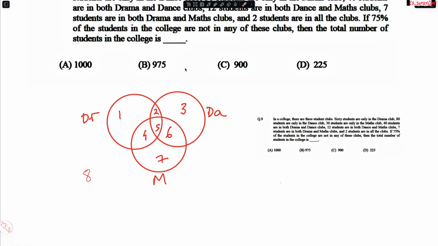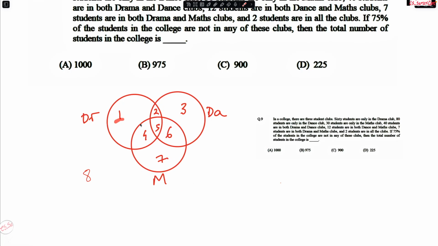If you have solved set theory questions involving 3 sets, then you would know that the best way to solve these kinds of questions quickly is by labeling the different regions of the set. If you don't know this, I'm telling you this. This circle represents your drama club, this circle represents your dance club, and this circle represents your math club. That part is very clear.